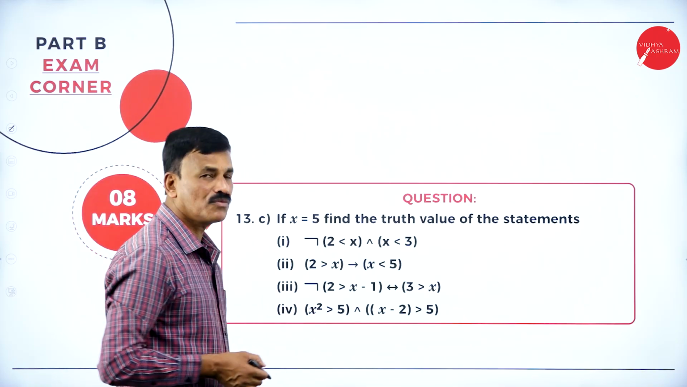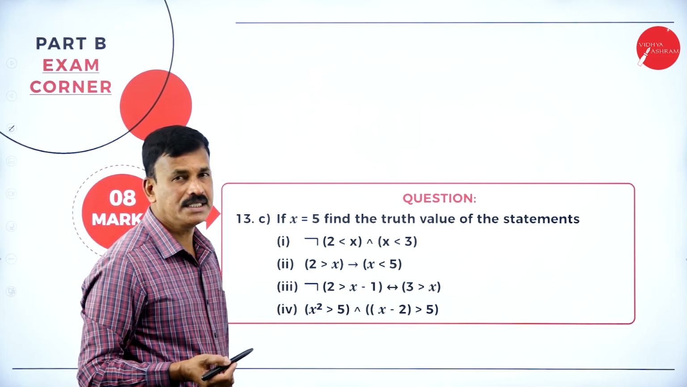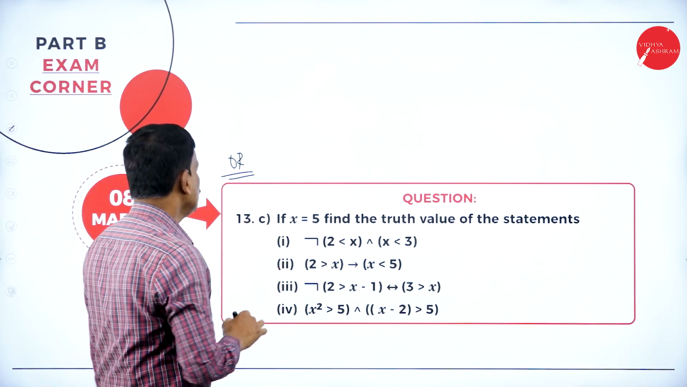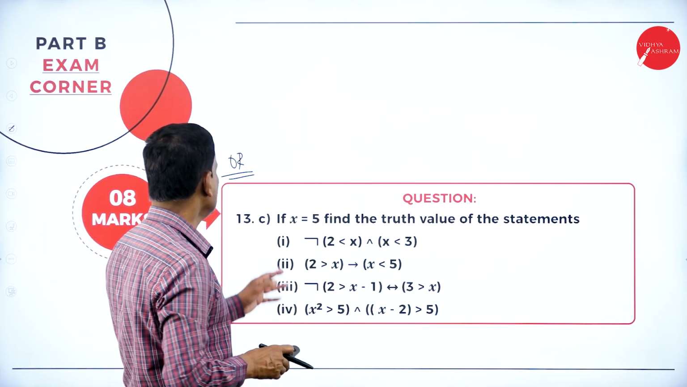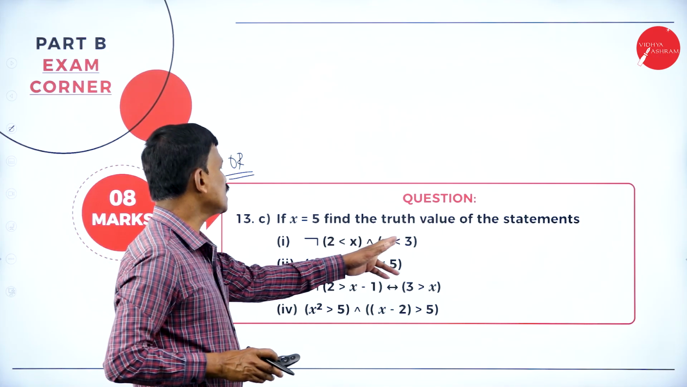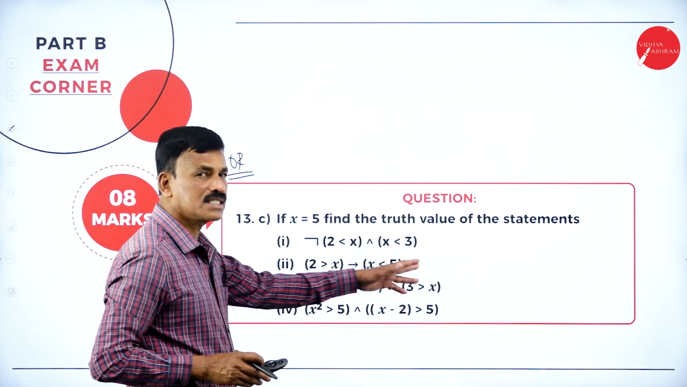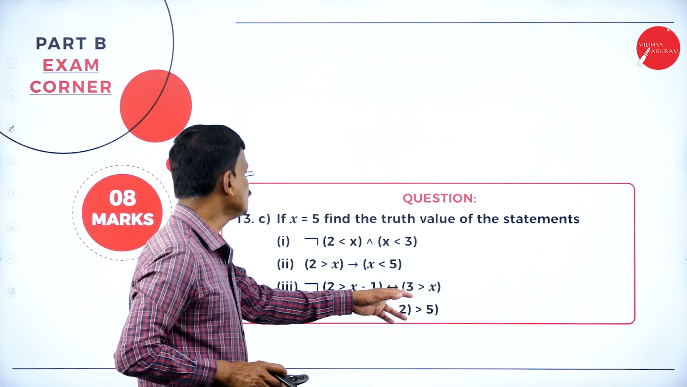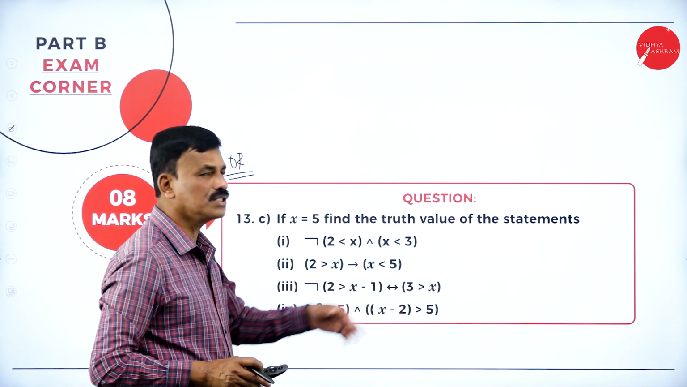What is the next problem? Question number 13, choices C and D. This is the choice question. Now, if x is equal to 5, find the truth values for the following statements. Very simple. Negation of 2 less than x, conjunction x less than 3. Again, 2 greater than x conditional to x less than 5. Next, negation of 2 greater than x minus 1, conditional to 3 greater than x. X square is greater than 5, conjunction x minus 2 is greater than 5.